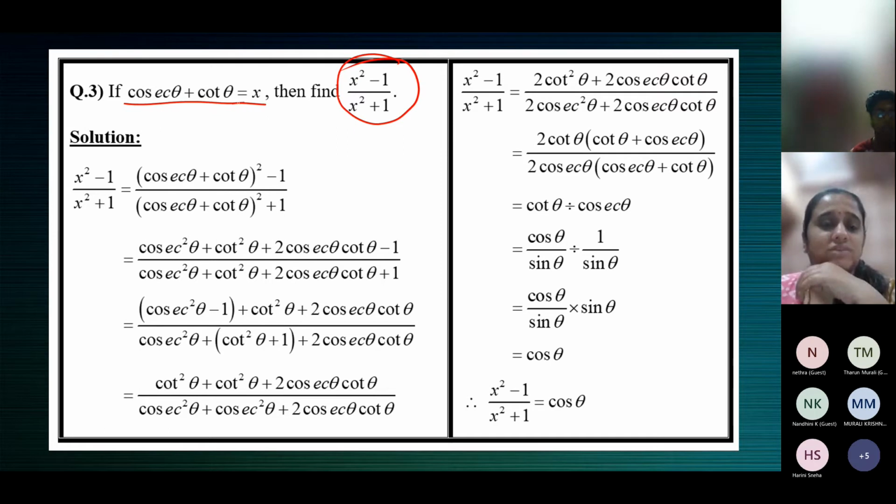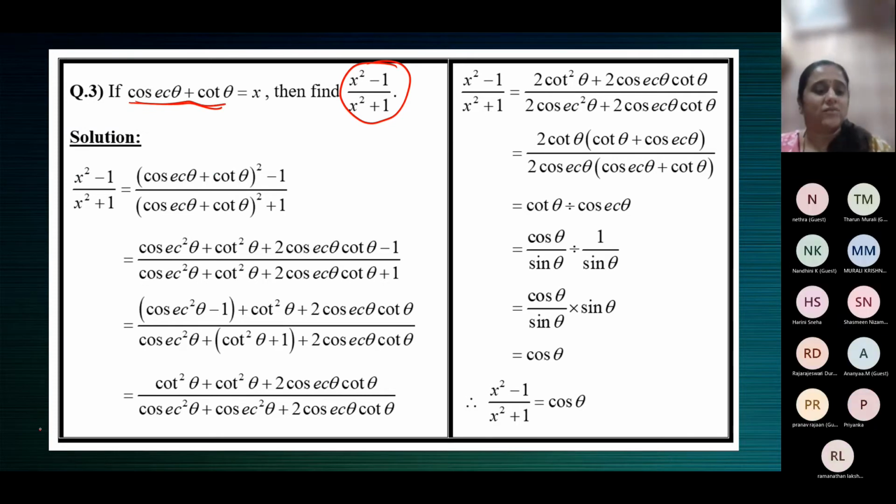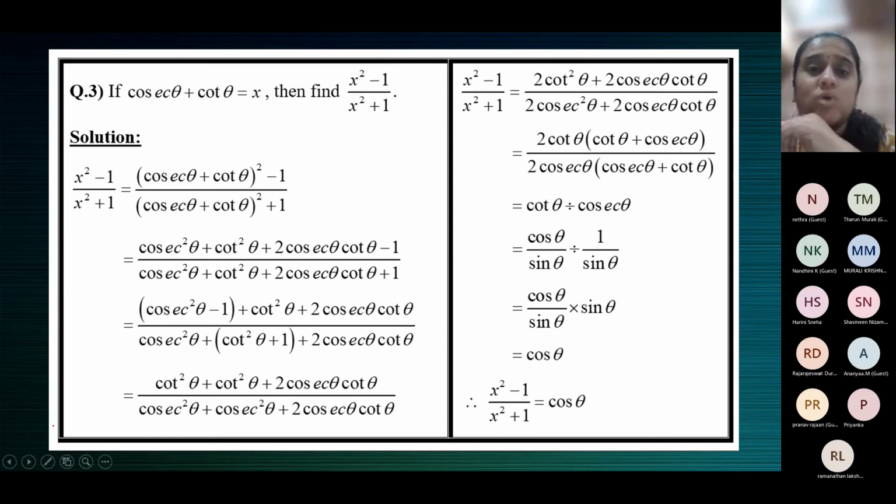So you can see here x is given to you. So take up this expression x square minus 1 by x square plus 1. Now you might have a question: why are you not changing cosecant and cot to sine and cos? Good question. But cosecant and cot are connected through the identity.